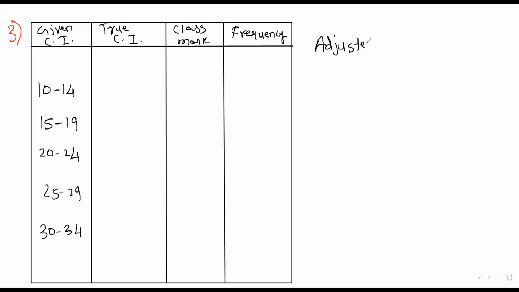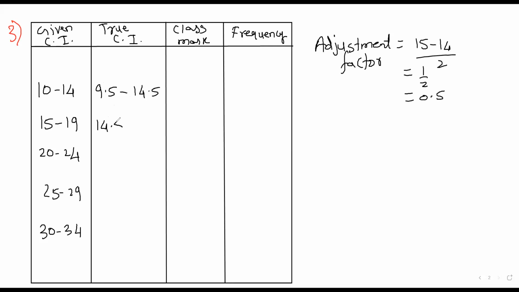So what is the adjustment? 15 minus 14. Yes, a factor. 15 minus 14 upon 2, 1 upon 2, that is 0.5. So now you can directly do the true classes. What are the true classes now? 10 minus 0.5, that is 9.5 to 14.5. Then 14.5 to 19.5. Then 19.5 to 24.5. 24.5 to 29.5. 29.5 to 34.5.